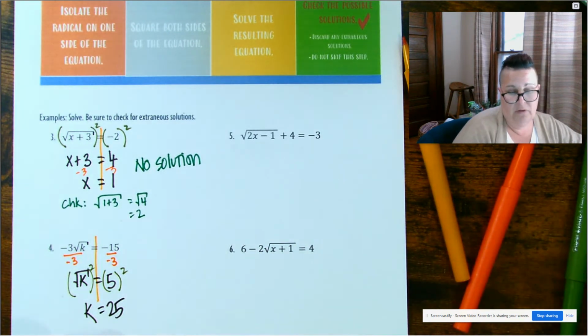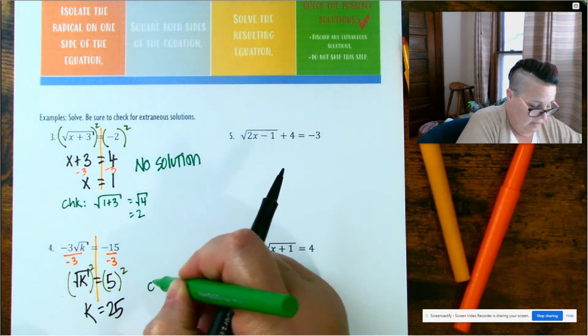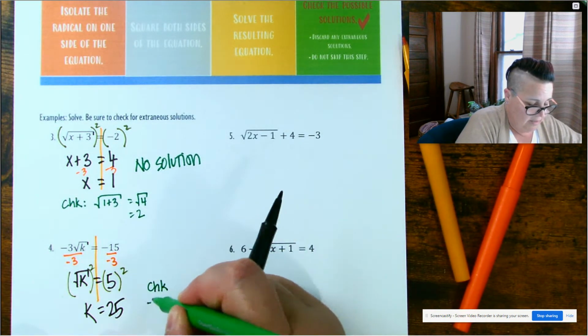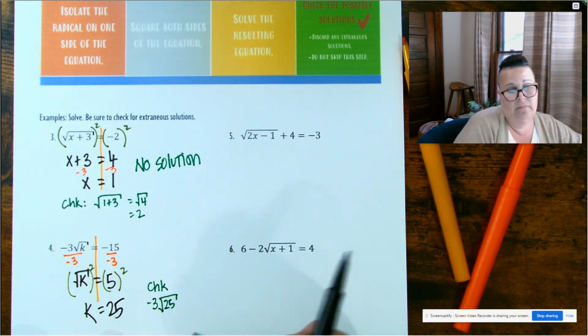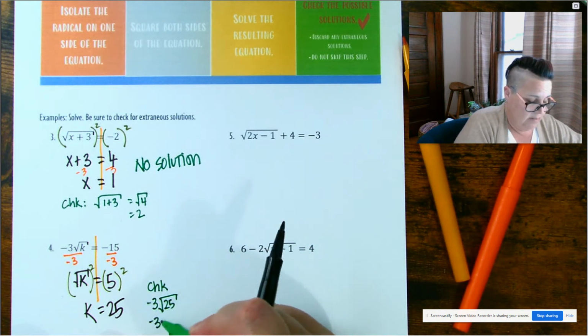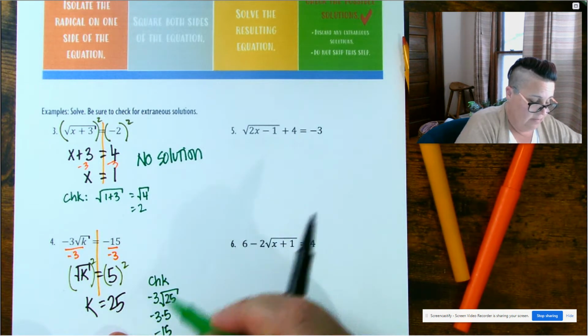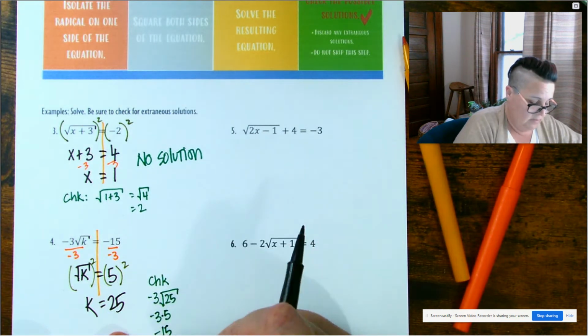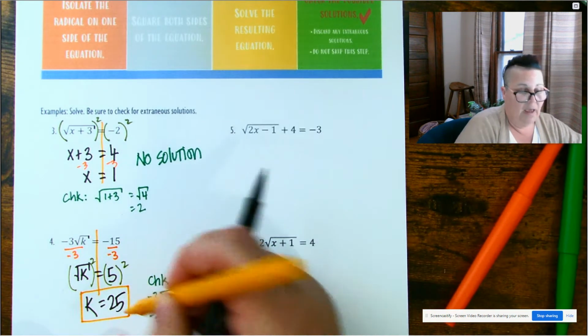Now, before I say k is 25, I want to check. If I check this, I'll have negative 3 times the square root of 25, which is negative 3 times 5, which is indeed a negative 15. I was meant to get a negative 15, so this checks, and I absolutely have a solution.